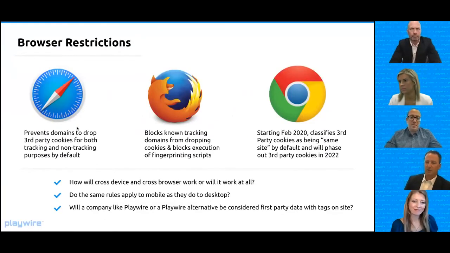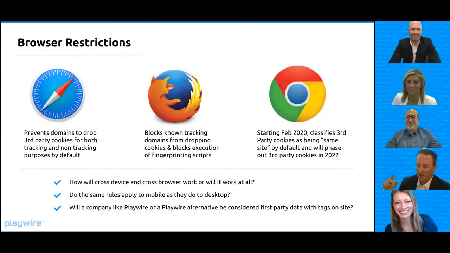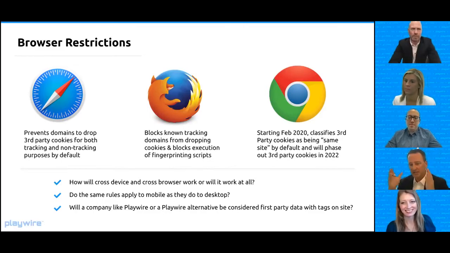Right. So when you look at the spectrum of browsers, you've got Safari, which prevents domains from dropping third-party cookies. You've got Firefox, doing this for a while, and then starting February 20th, third-party cookies. So how will cross-device, across browsers work? Will they work at all, right? So if I'm a publisher, I own one website, 10 websites. So I'm the owner, but from my understanding, and by the way, just for transparency purposes, we're just as confused about this as everyone else is. So take it with a grain of salt. I own multiple websites. Can I target across all my websites, or is it uniquely dependent per URL? I think that's a really big question that everyone wants to know about.